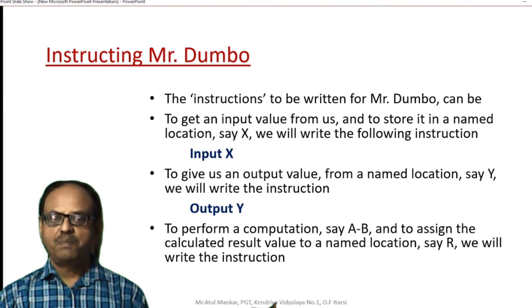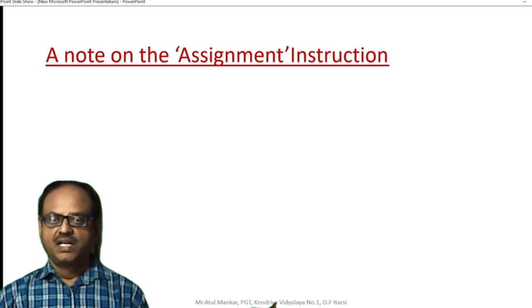To perform a computation, say A minus B, and to assign the calculated result value to the named location, say R, we will be writing the instruction as R = A - B. So we have to find out the difference of A and B, and the value will be stored in R. And the location R will be the one.